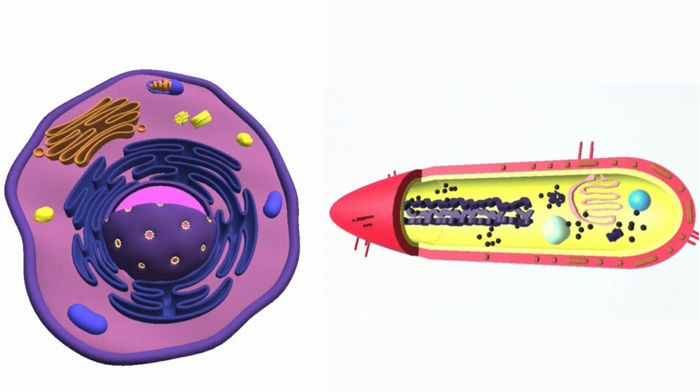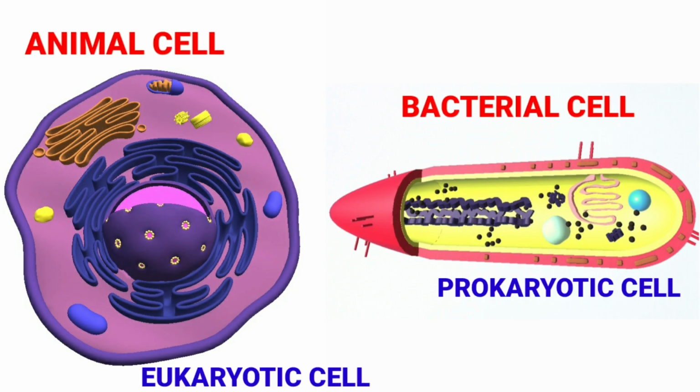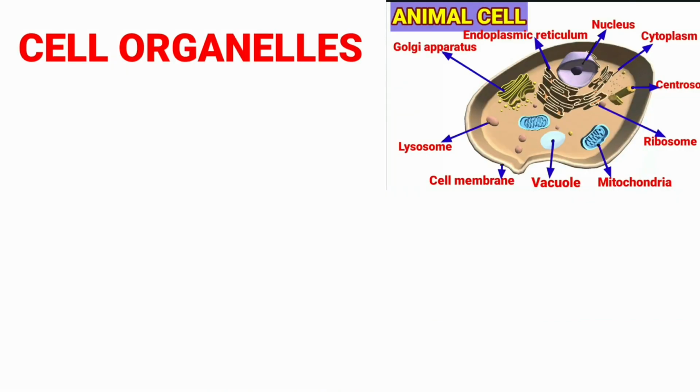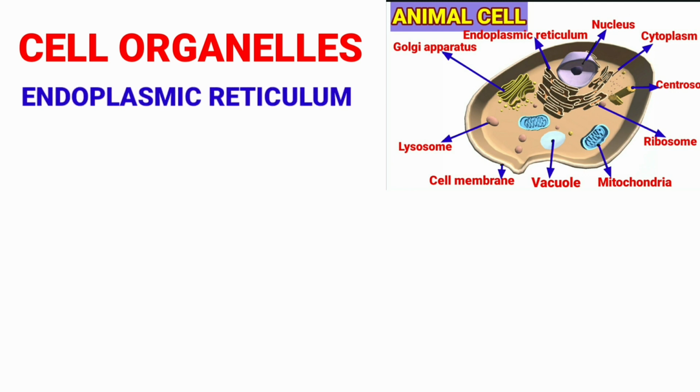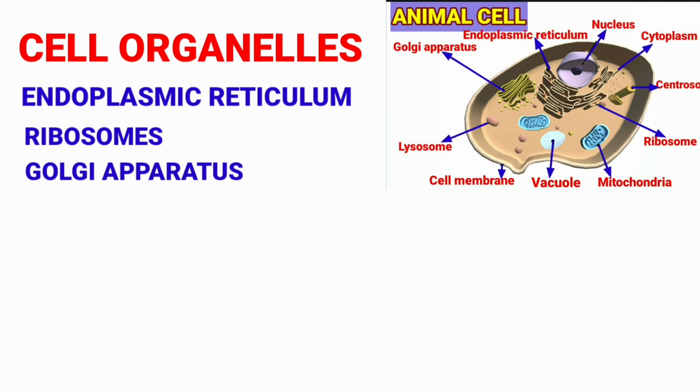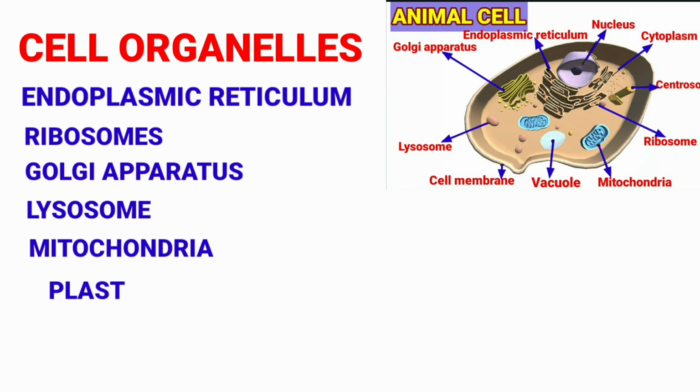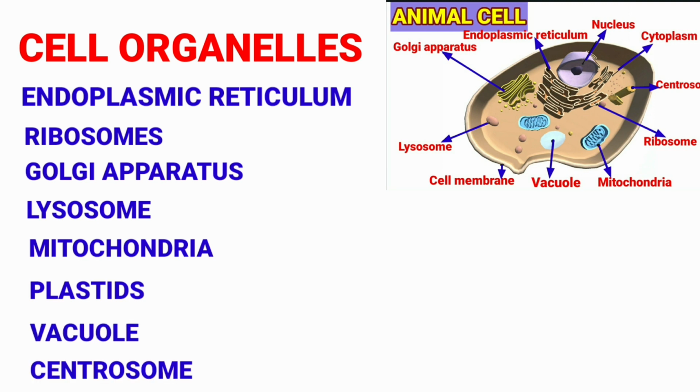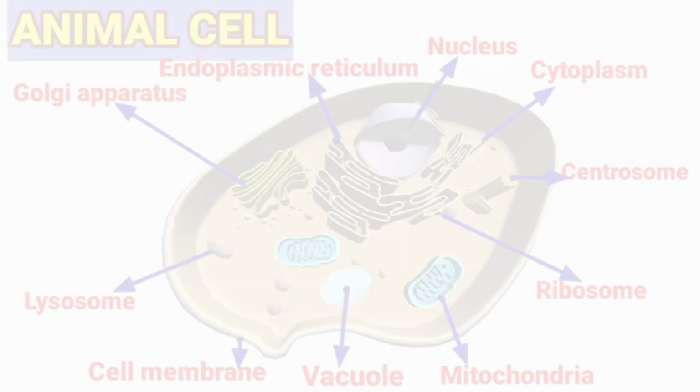Especially in eukaryotic cells, these cell organelles are membrane bound, which distinguishes them from prokaryotic cells. The important cell organelles found in a cell are: Endoplasmic Reticulum, Ribosomes, Golgi apparatus, Lysosomes, Mitochondria, Plastids, Vacuoles, Centrosome. They are important because they carry out very crucial functions in cells.